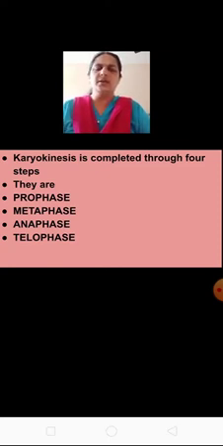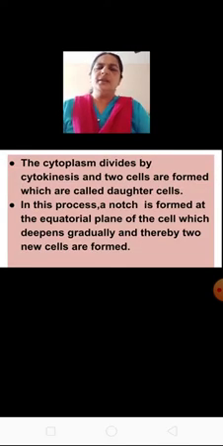Understood mitosis? Now, after this comes the cytokinesis. From the name itself you can make out it is cytoplasmic division. The cytoplasm divides by cytokinesis, and two cells are formed which are called daughter cells. After the cytoplasm divides, two daughter cells are formed separately.